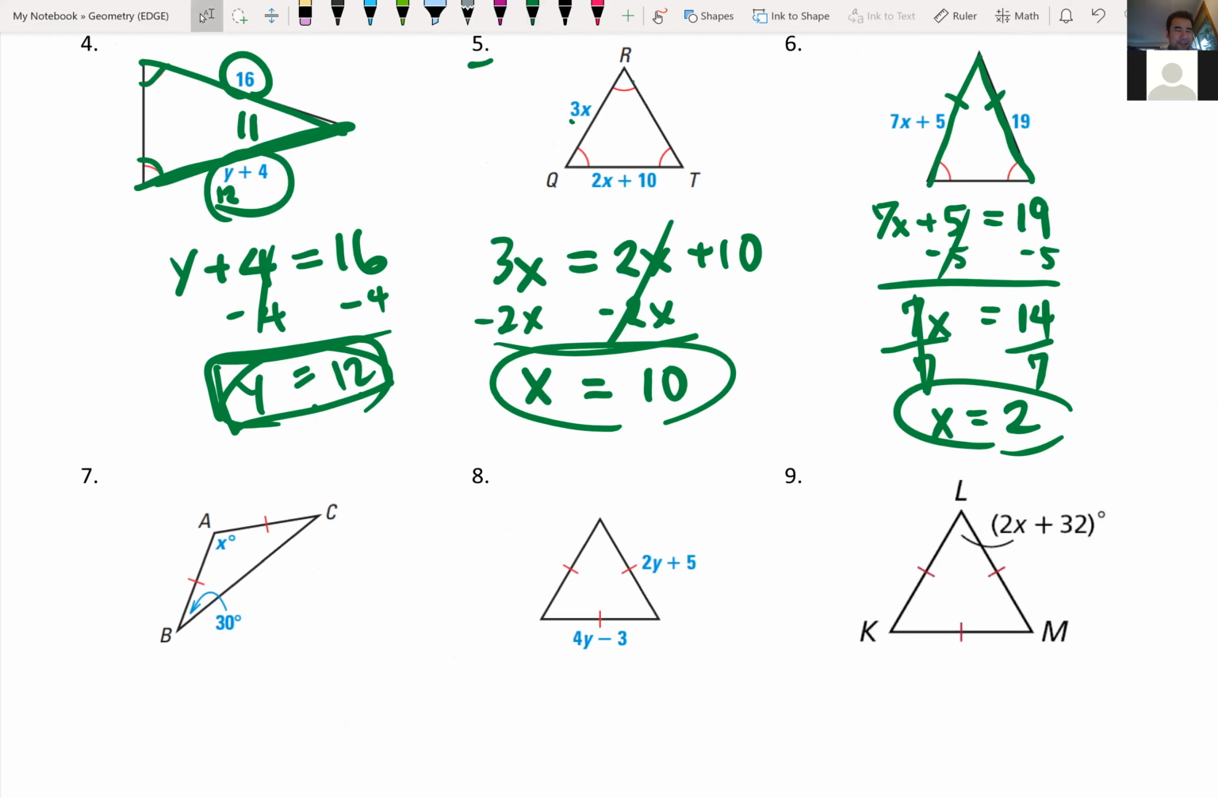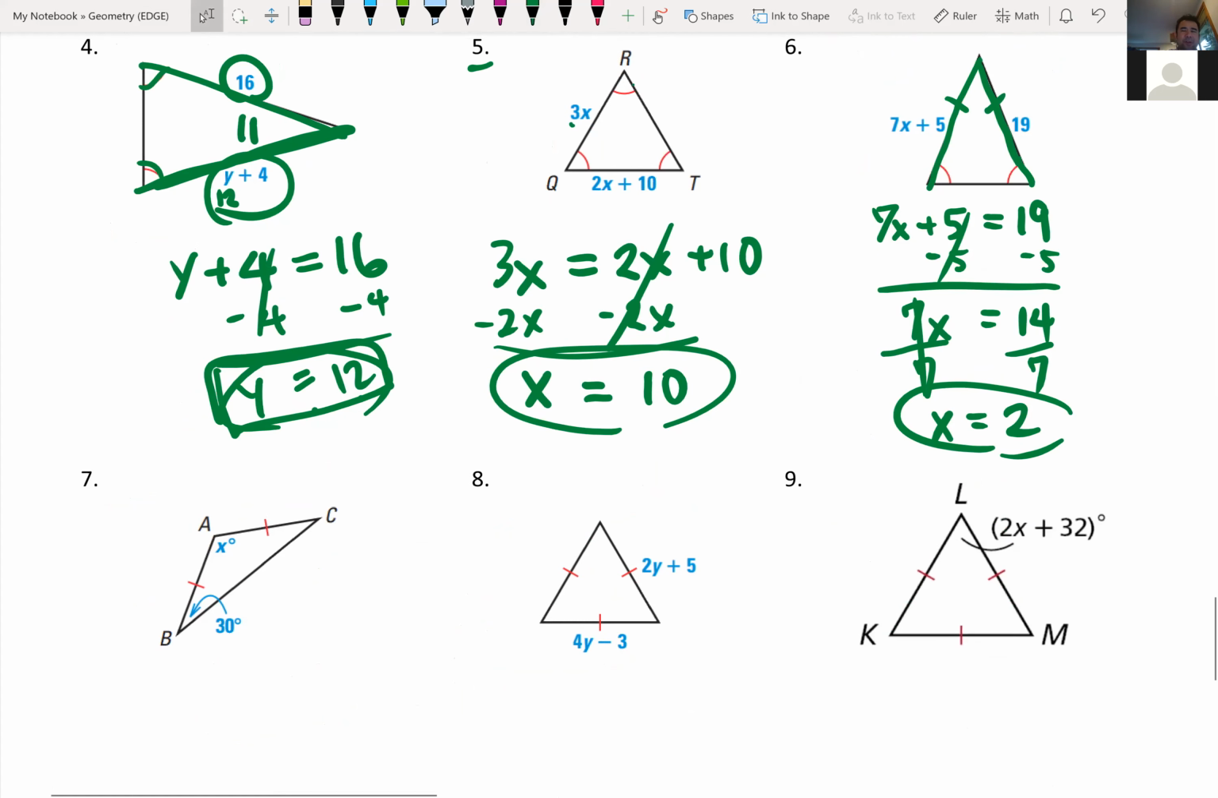Number 7. Why don't you work on that? 1 minute. And please, will you guys all share the solution for number 7 once you're done?